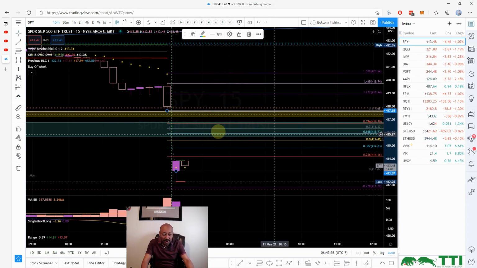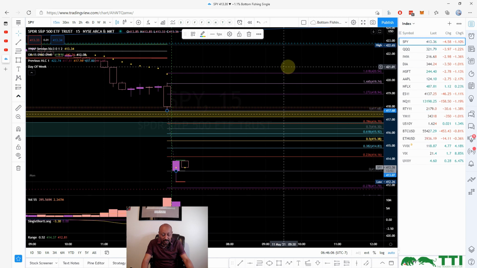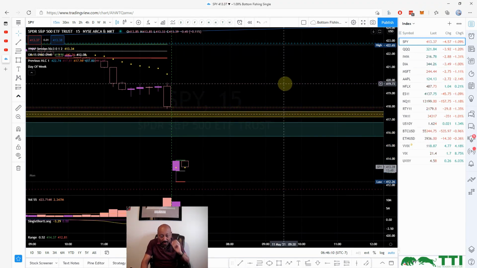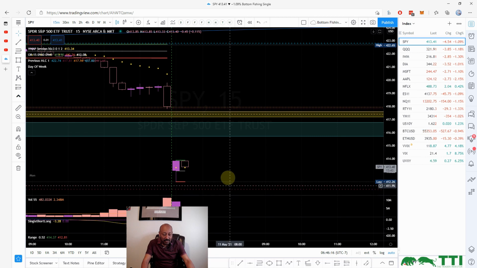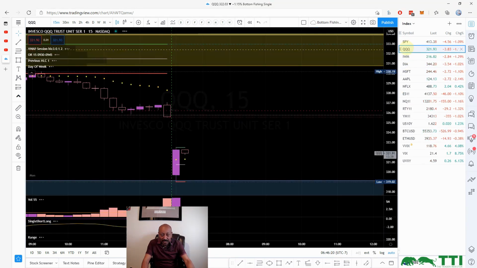So let's just be mindful of that, but let's not be in a rush to say, oh, it got here, it's gonna go here, it's gonna go here. We don't know that. So let's just carefully monitor our trades, have our stops in place, and just ride whatever the market wants to give us. So right now we don't know what it wants to give us yet.